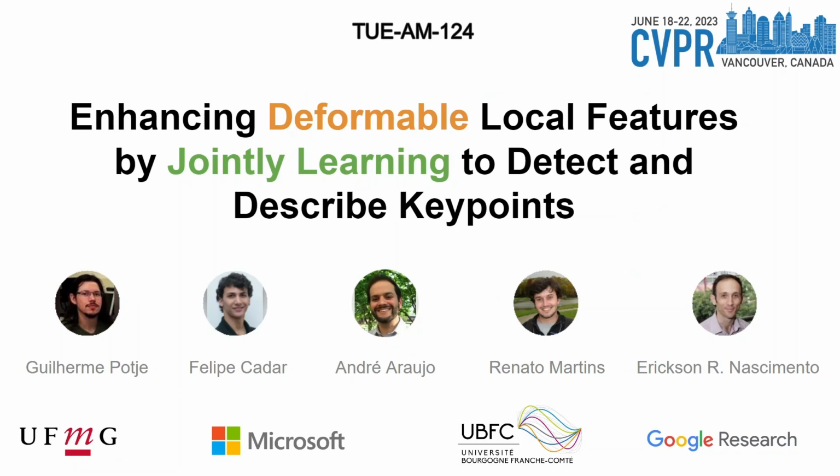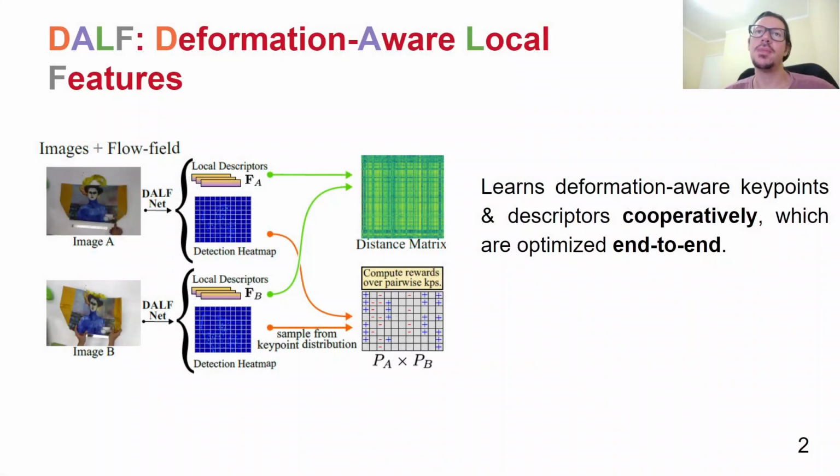Welcome to the presentation of our paper entitled Enhancing Deformable Local Features by Jointly Learning to Detect and Describe Keypoints. In this work, we tackle two fundamental problems, detecting and also describing local features that are robust to deformations. To our knowledge, this is the first method that tackles both detection and description of local features optimized for non-rigid surfaces. To achieve that, the proposed network is trained with a cooperative strategy that learns to detect key locations that are suitable to deformation-aware local descriptors.